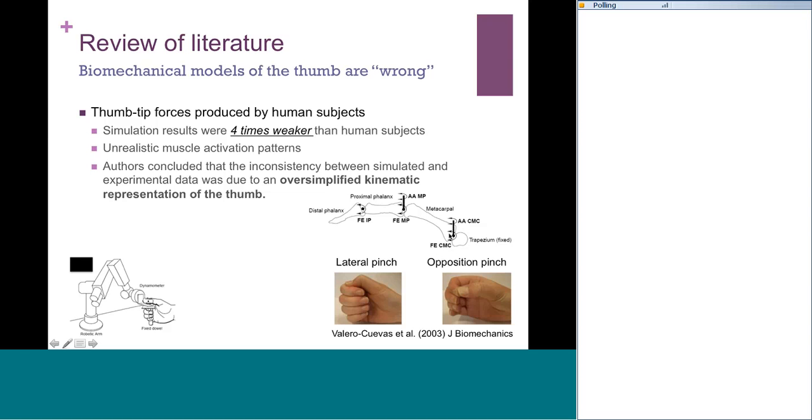So they knew this was a simplification of the joint kinematics of the thumb, and based on the detailed study they did, they concluded that it was this oversimplified kinematic representation that likely explained the inability of the model to replicate the human subject's data.